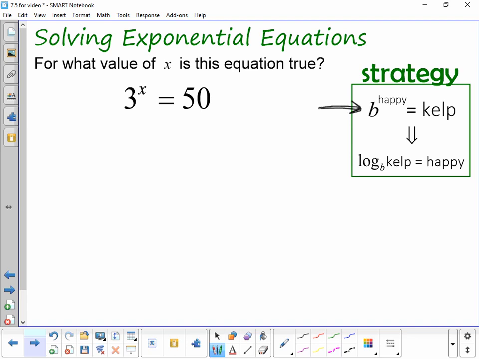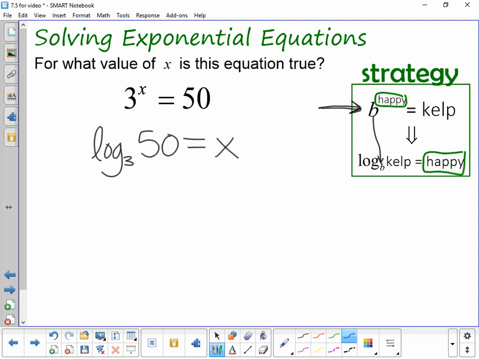We can rewrite that as a log, and if we rewrite it as a log, it becomes that the log base 3, so whatever base you're in, that base becomes the base of the logarithm. And in the case of this equation, it would be log base 3 of 50 is equal to x. When you rewrite it, that exponent becomes the answer, or the right side of the equation, and what the exponential is equal to becomes the argument of the log.